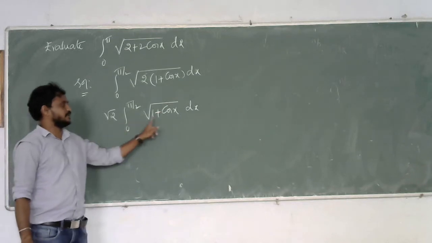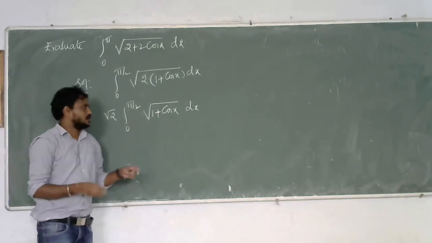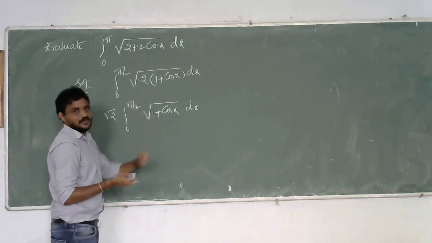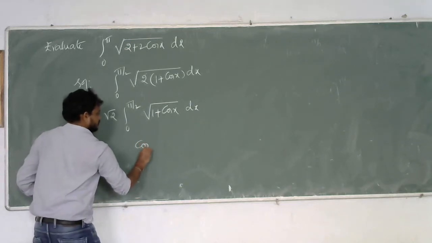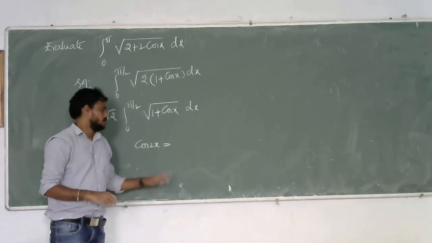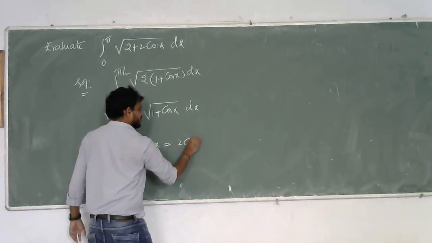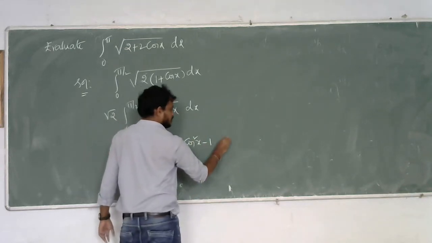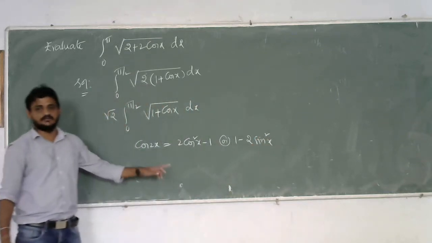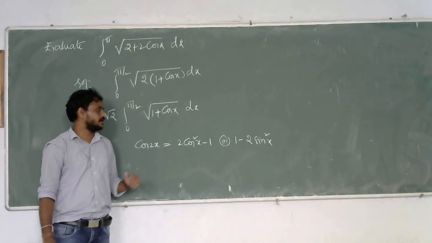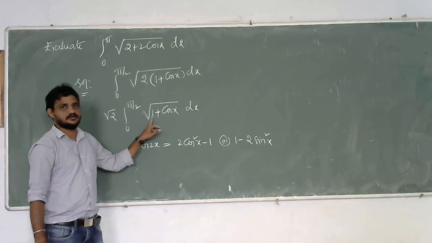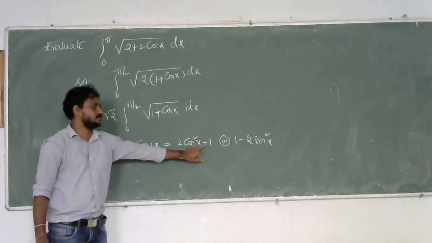Again, we don't have a formula for integration of square root of 1 plus cos x. Here we have cos x, but we have a formula for cos 2x. We have two formulas, one in terms of cos and one in terms of sin: 2 cos square x minus 1, or 1 minus 2 sin square x. But which do we have to take here? See, here we have 1 plus 1. We have to eliminate this 1, so to eliminate it, we have to take the one with minus 1.